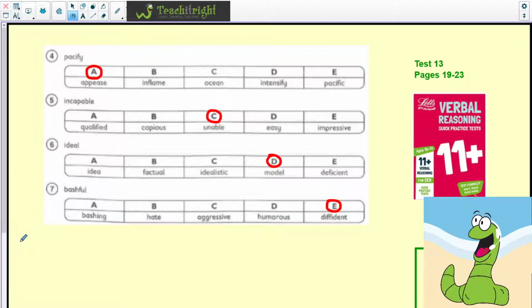So these words are again quite challenging. I always say as well, it's not worth just knowing the answer words, it's also worth knowing the words within the question as well. So please do make sure that you do learn these words. Right, let's move on to the next ones.